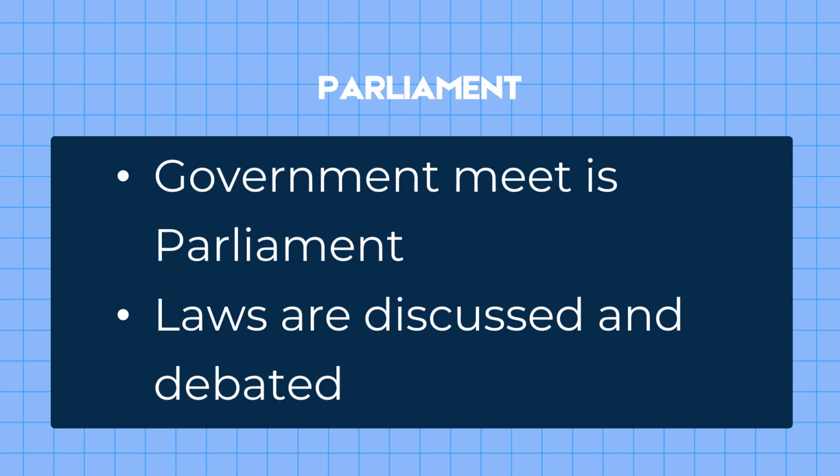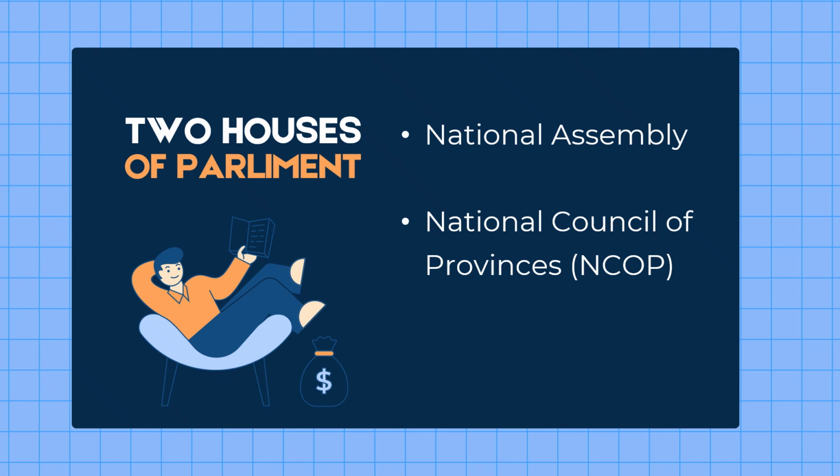Parliament is where members of Parliament meet to discuss, debate and pass laws. Laws are not made quickly. They are carefully discussed to make sure that they are fair and helpful to citizens. Parliament has two houses. The National Assembly represents the people of South Africa. The National Council of Provinces represents the 9 provinces and makes sure that the provincial interests are considered.